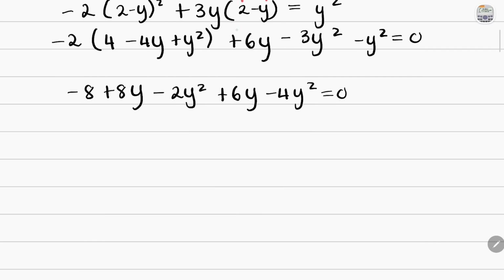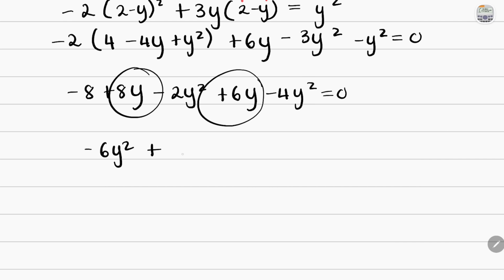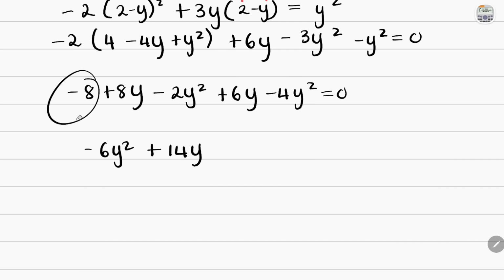Okay, like terms together. So we have these two, they're like terms, we put them together. We have negative 6y squared now. And then we still have this and that. Okay, those two are like terms, so they will become positive 14y. And then lastly, this is the only constant, so minus 8 is equal to 0.